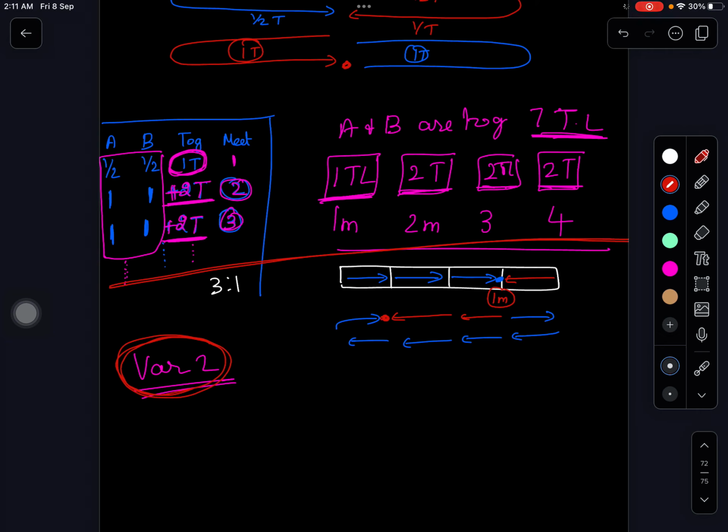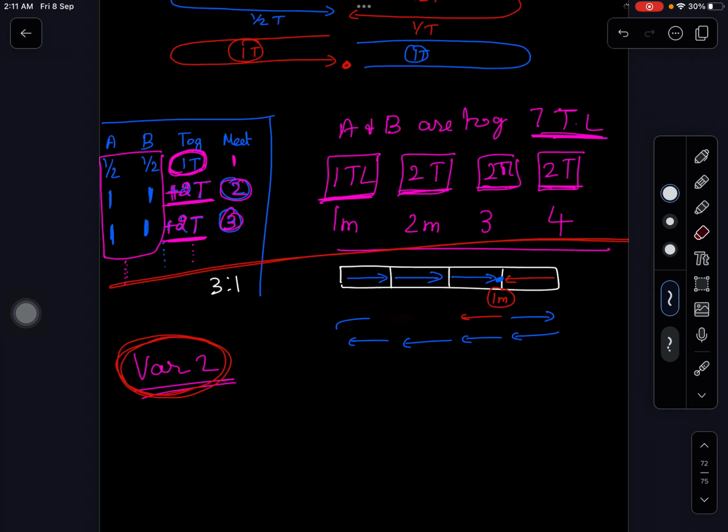And we might wrongly think that this is where the second meeting happens, but that is not the case. This is not where the second meeting happens. There's a small complication here. When we are looking at opposite direction meetings, yes, this is the second meeting that happens when these two people are traveling in opposite directions.